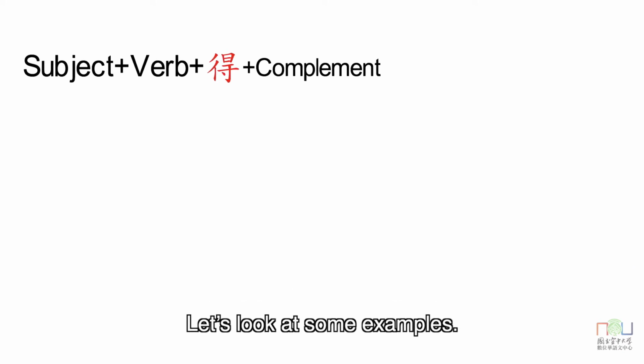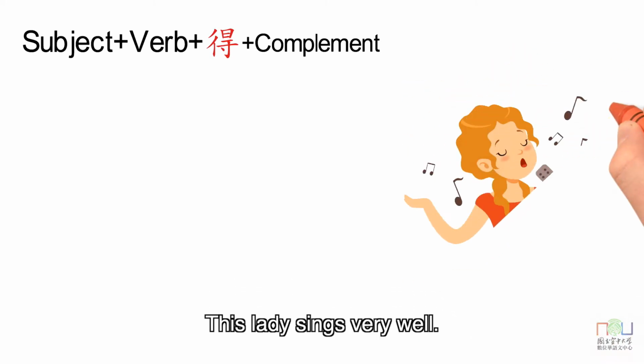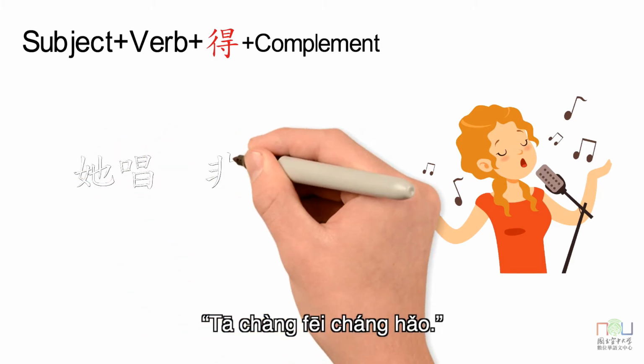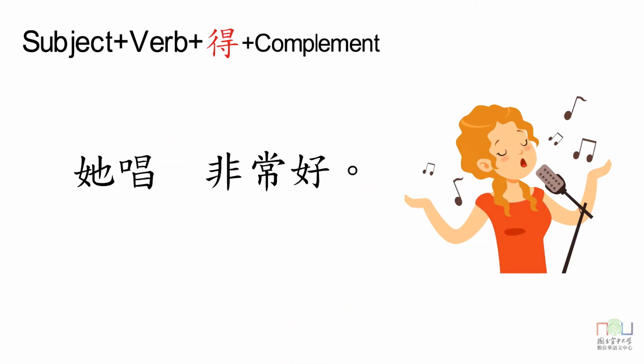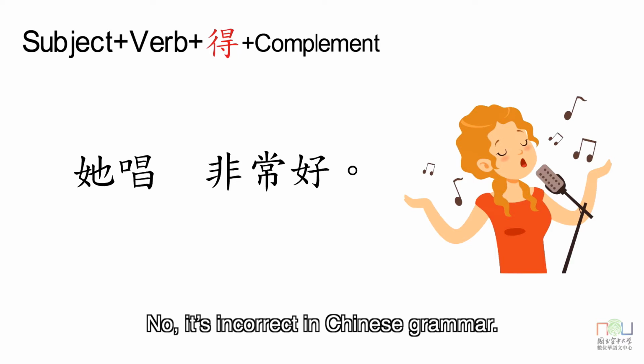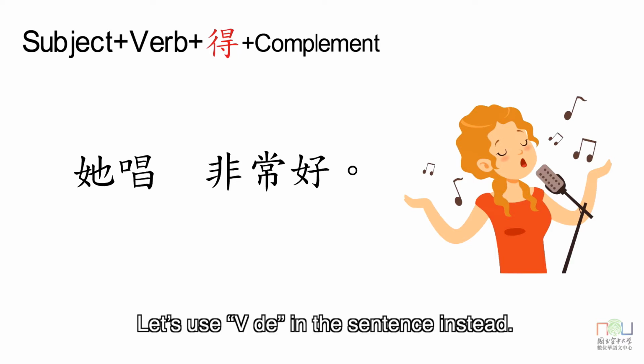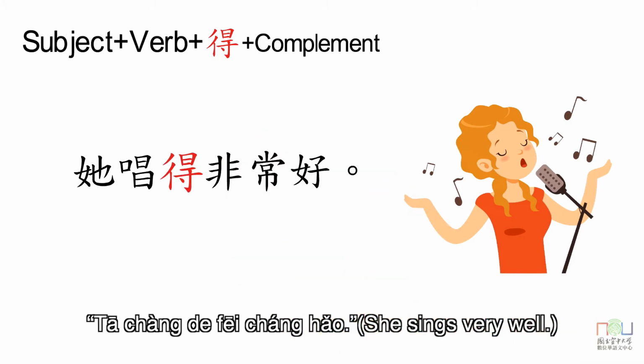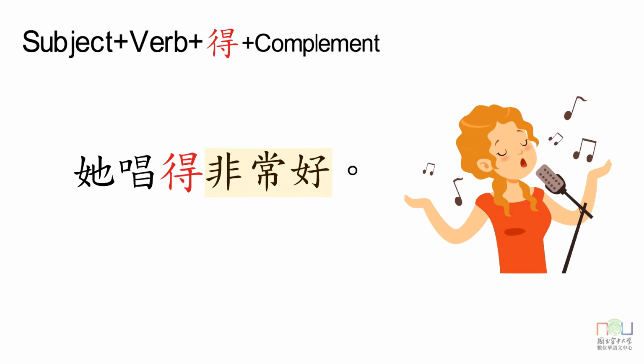Let's look at some examples. This lady sings very well. Is it correct to say, 她唱非常好? No, it's incorrect in Chinese grammar. Let's use the 得 in the sentence instead. 她唱得非常好。 She sings very well. That's right.